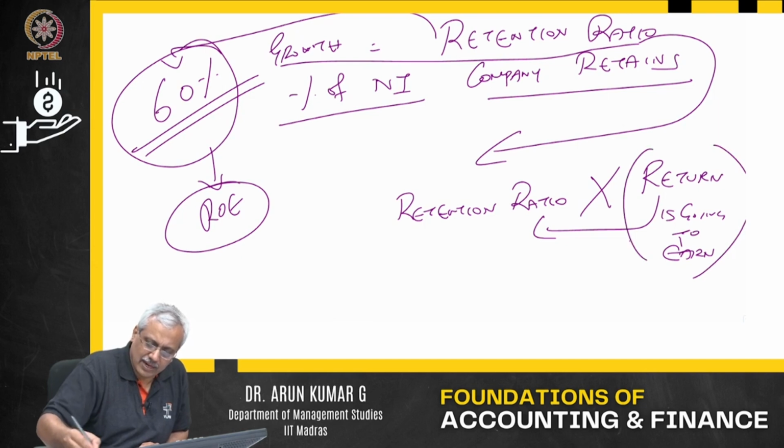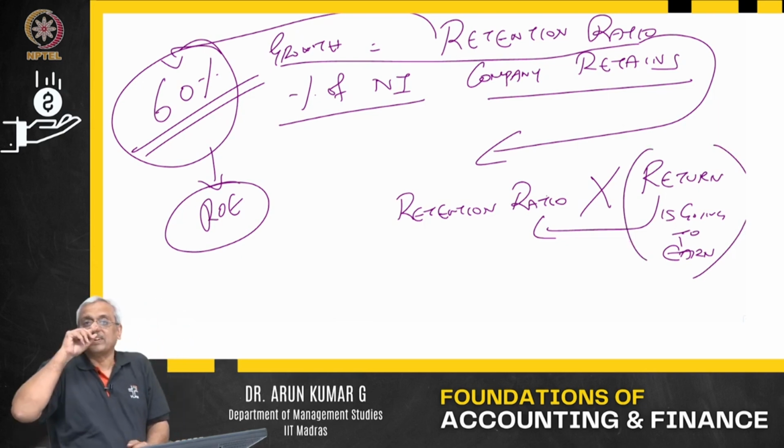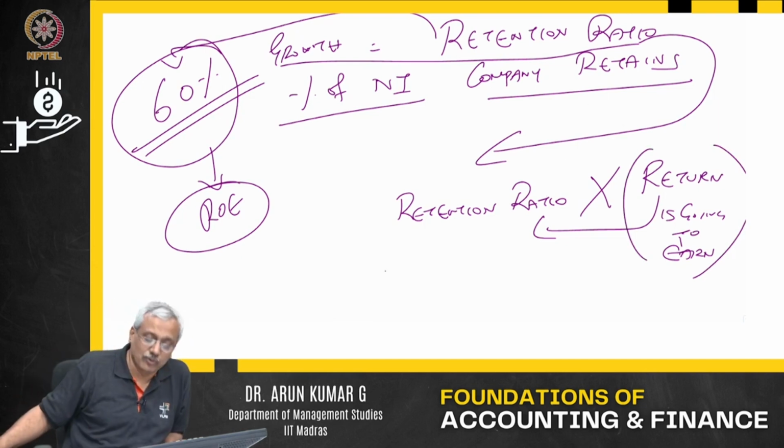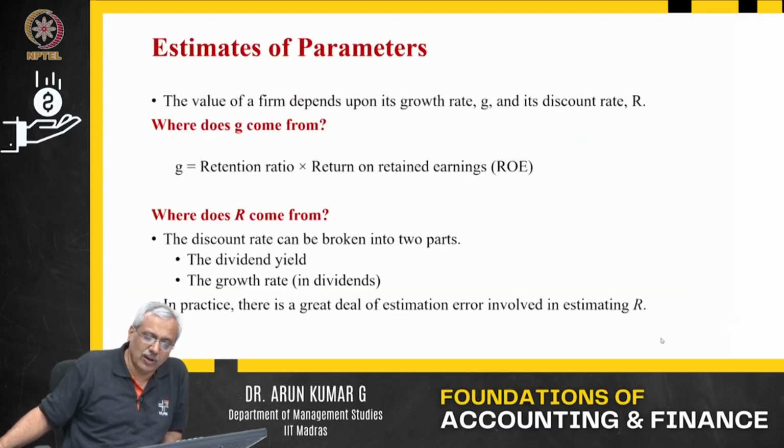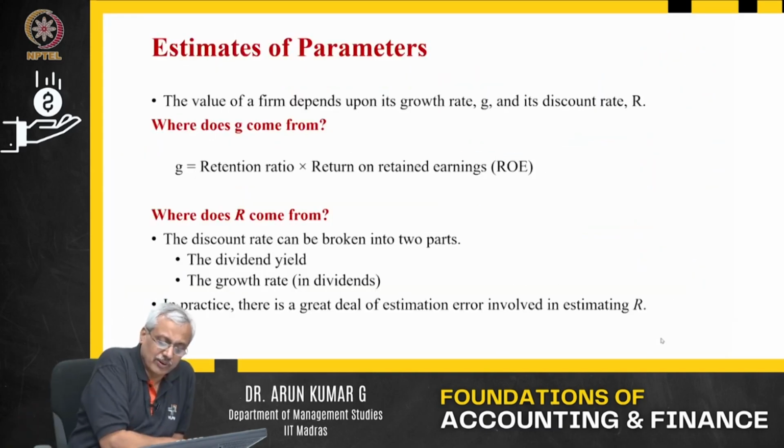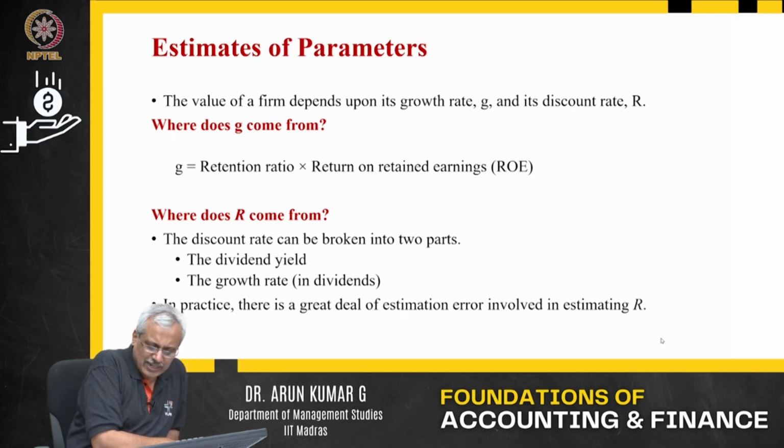The return that this money is going to earn, that is the retention, whatever money you are retained, that is going to earn out there. That is where growth comes in for a firm. Discount, of course, a rate can be broken into growth rates and dividend yield, etc.